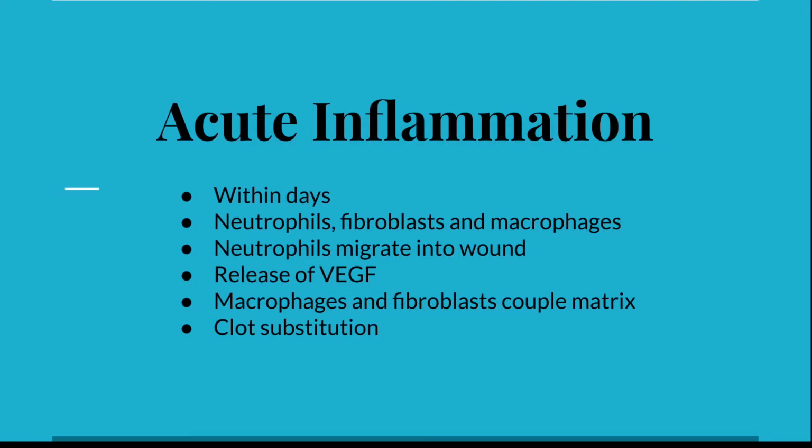Acute inflammation takes place within days after hemostasis has occurred. Neutrophils, fibroblasts, and macrophages are the key cells involved in this process. The main phenomena that can be observed in the phase of acute inflammation are migration of neutrophils into the wound, the release of vascular endothelial growth factor, and macrophages and fibroblasts forming a matrix to substitute the clot which was first formed in the stage of hemostasis.